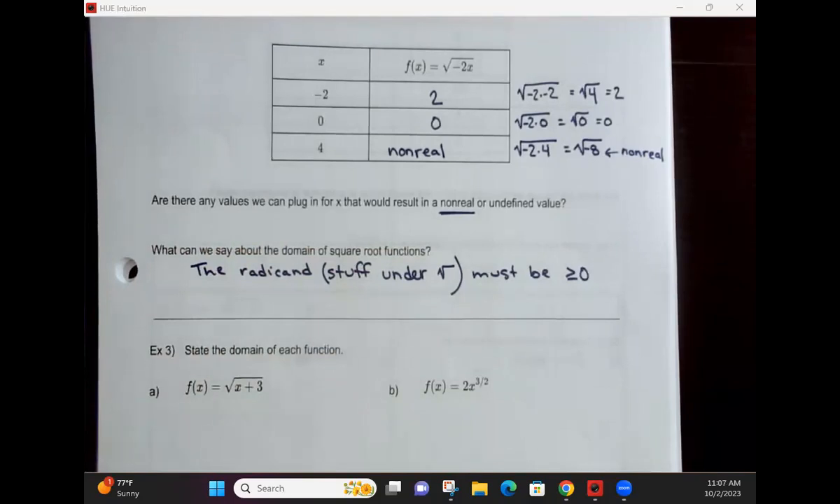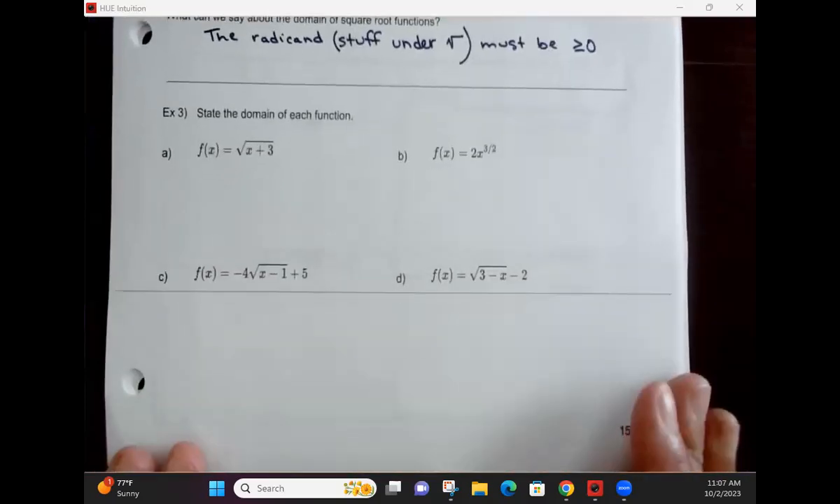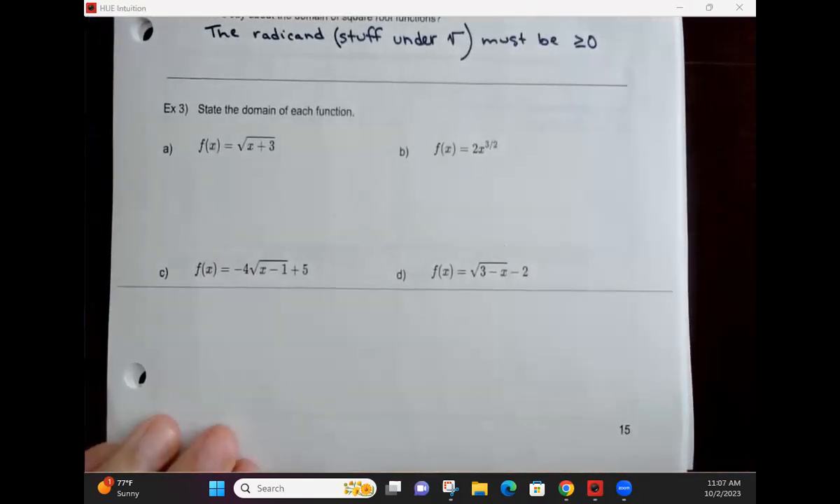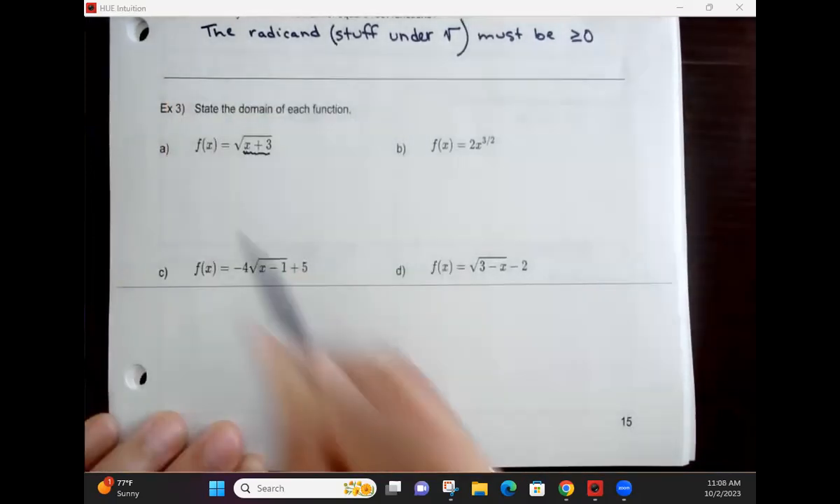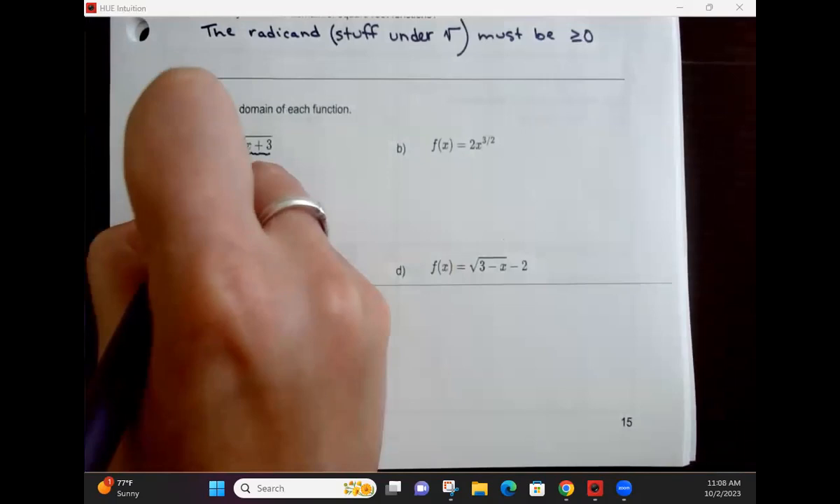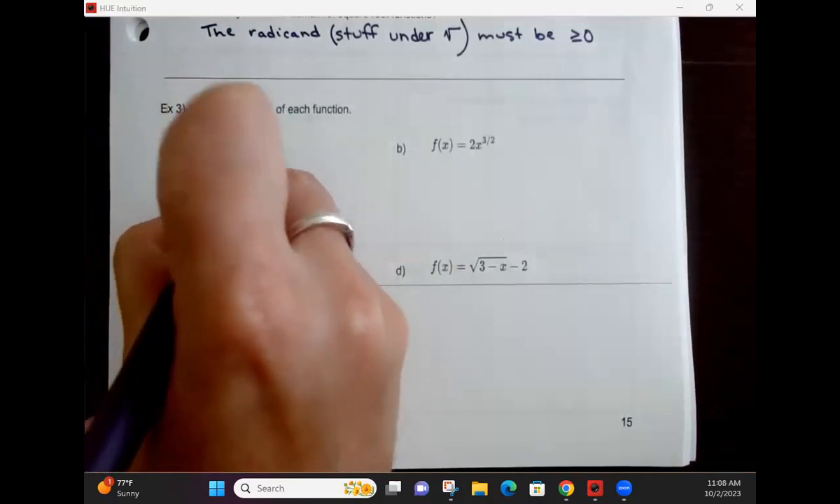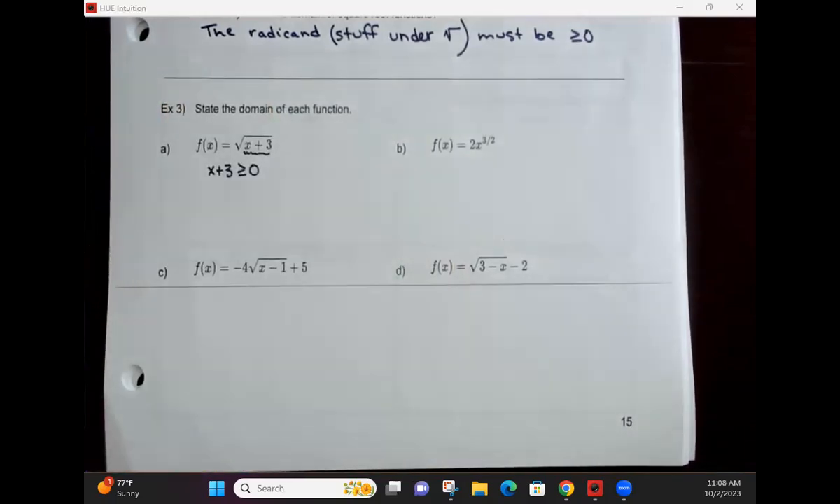What would make the radicand 0? So for A here, here's the radicand, the stuff under the square root. That needs to be greater than or equal to 0. So I'm just going to set it greater than or equal to 0 and then solve for x.